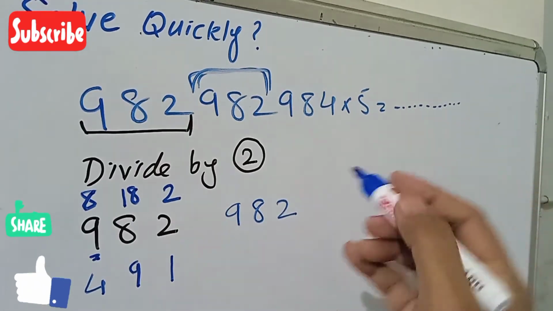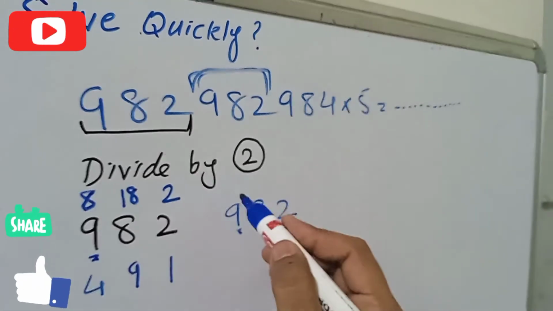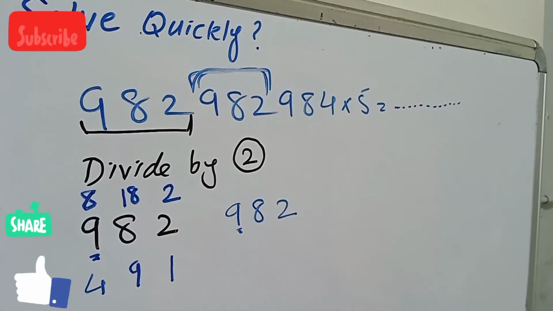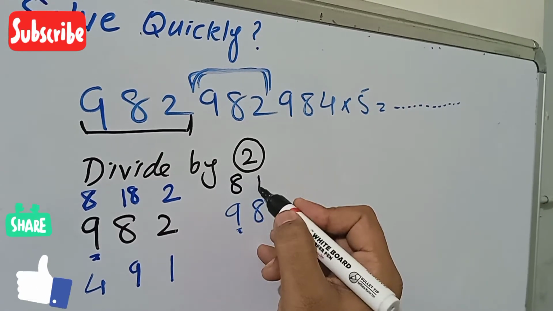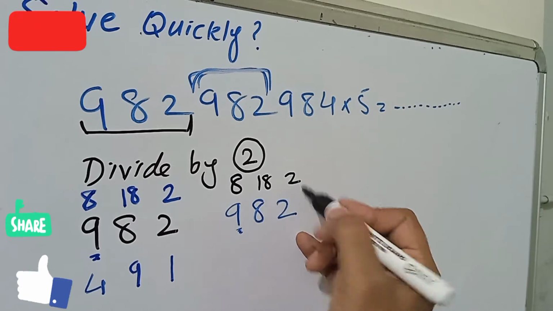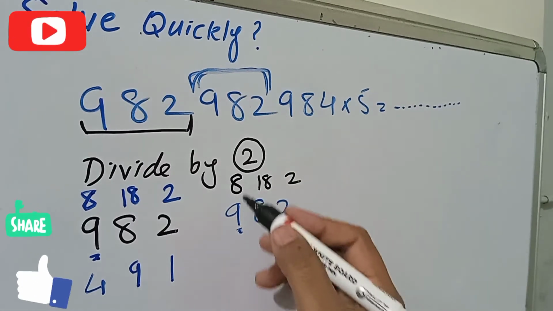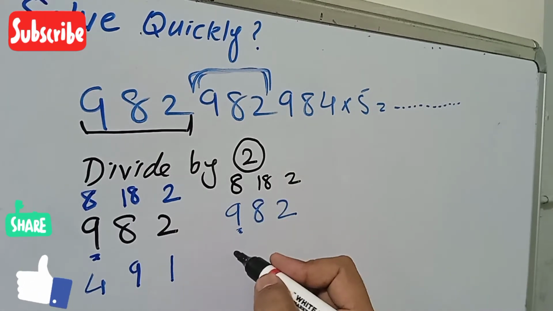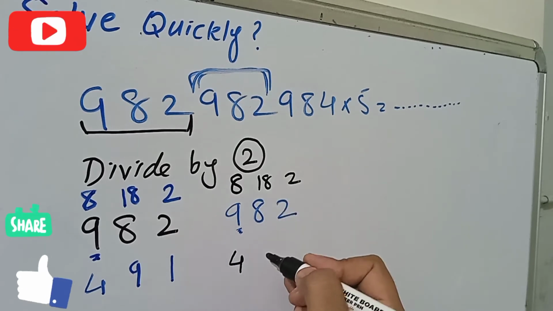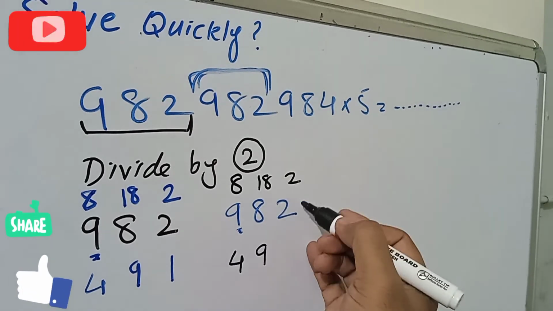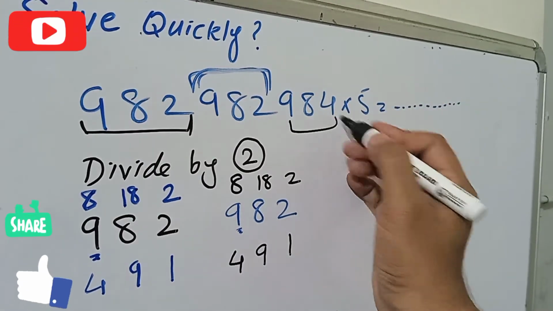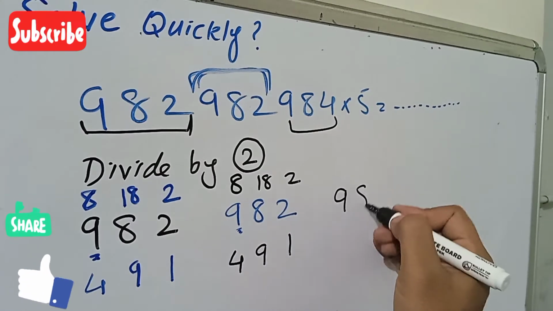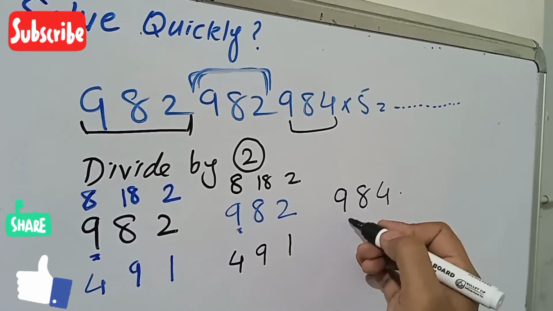What is our method? Just make this number an odd number. Odd number is minus 1, drop it by 1. It is 8, it is 18, it is 2. Again 8 divided by 2 is 4, 18 divided by 2 is 9, 2 divided by 2 is 1. Again, repeat. This is the last number I am taking over here. This is 984. What is our method?